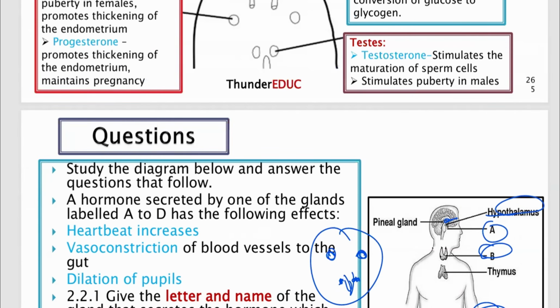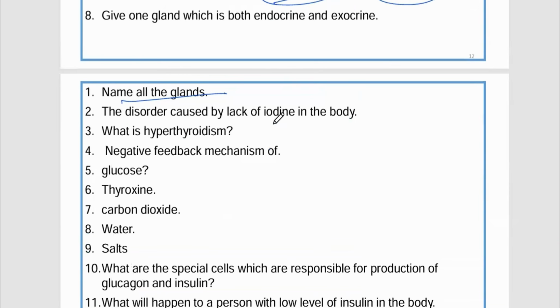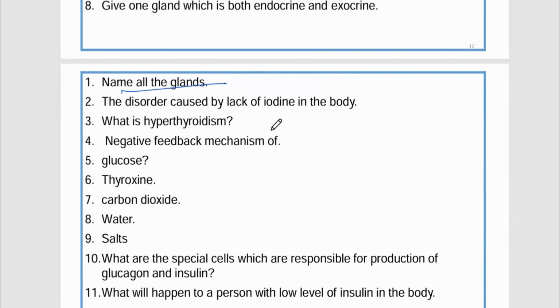All right. So you must know how to label, and then know what is the function of each gland you have talked about. Once you know the function, then automatically the exocrine and endocrine is done.